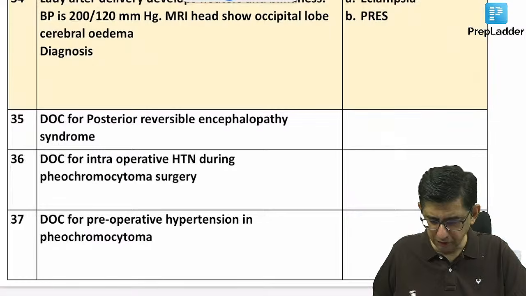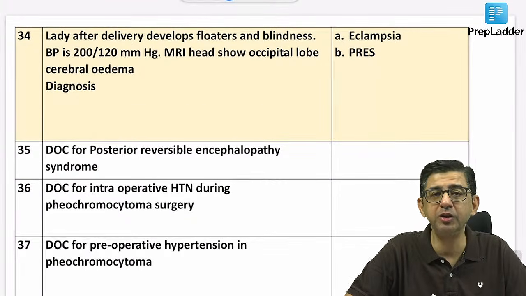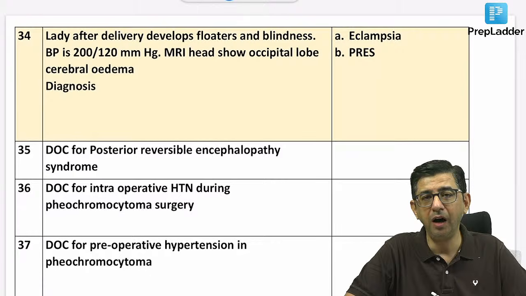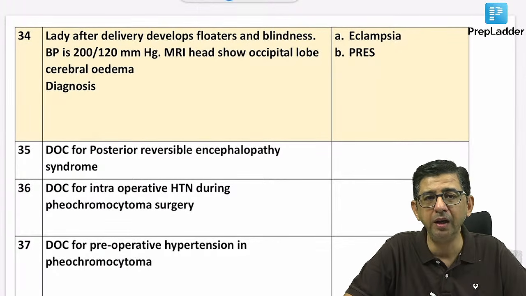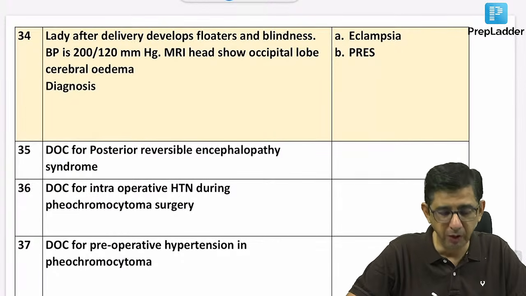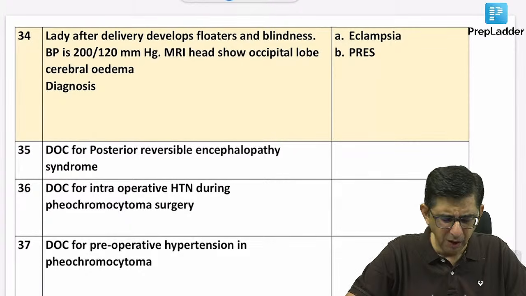Okay. Let's move to the next one. This is a case where there is a lady and she's having blindness after her delivery. The BP is shooting up to 200 by 120 and MRI is showing a cerebral edema. So he's asking what is the diagnosis in this particular case?